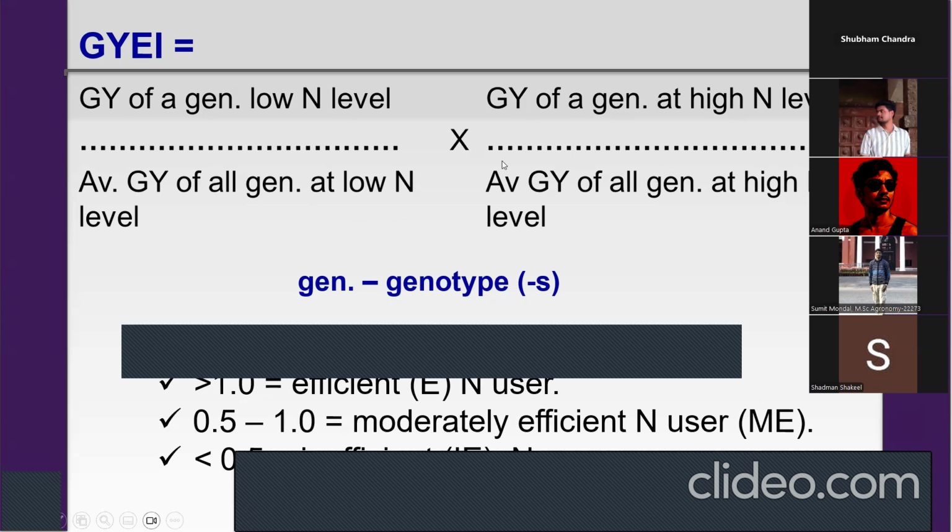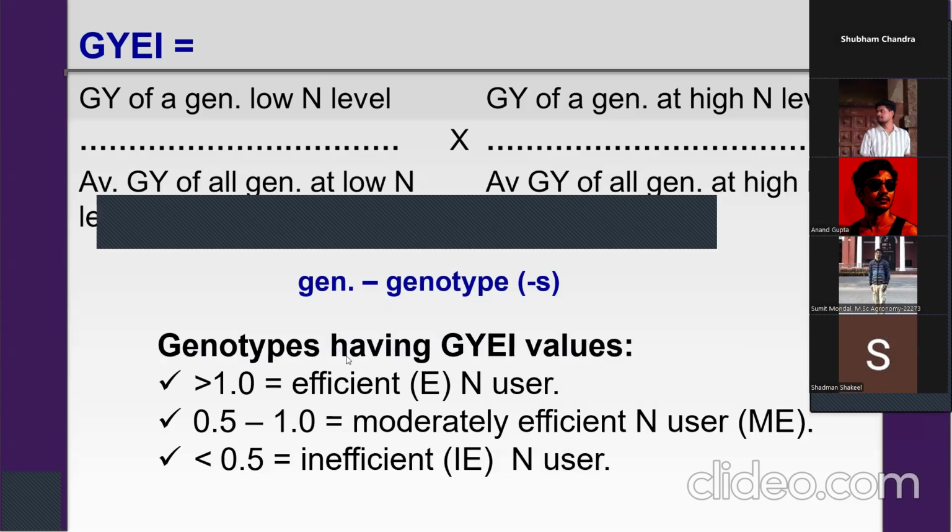You can do the calculations and you will find a value either more than 1 or less than 1. Then you can find out the genotypes which are nutrient use efficient or nitrogen use efficient in this way. Genotypes having grain yield efficiency index values of more than 1 are considered as E, efficient nitrogen user. If it is 0.5 to 1, then moderately efficient N user, ME, means up to 1. If it is less than 0.5, inefficient N user.